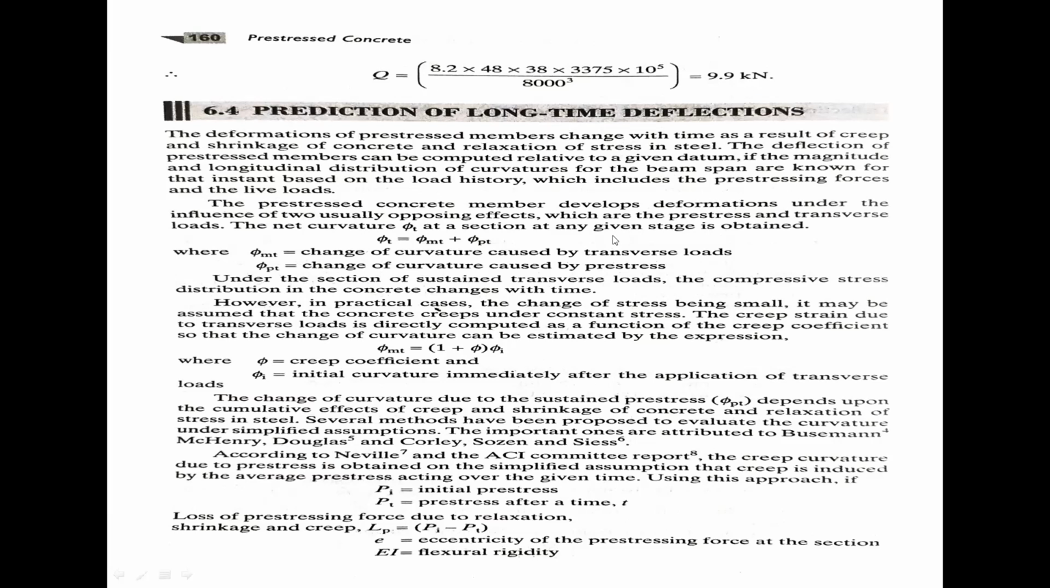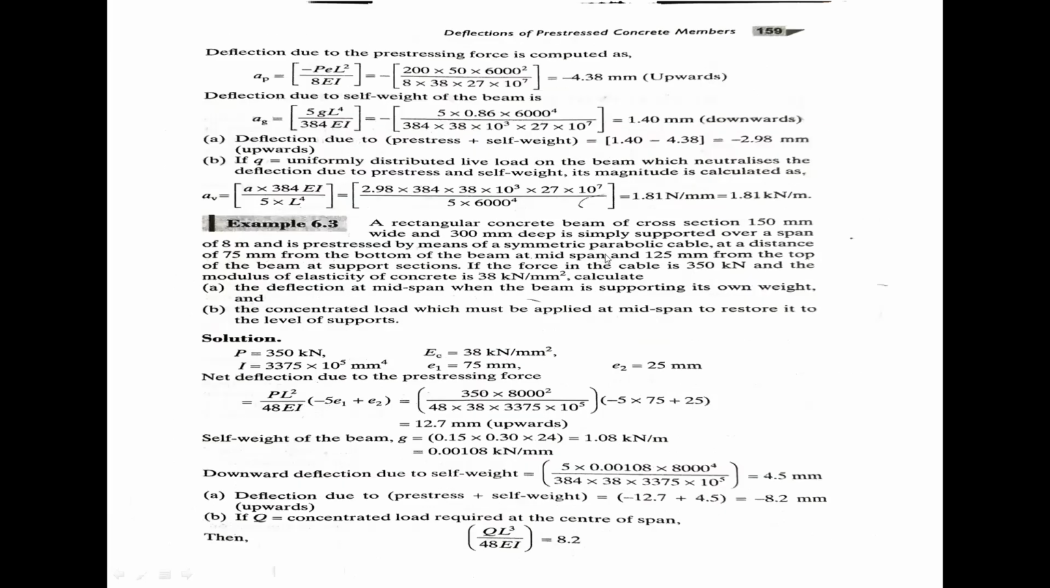These are the example problems I have to calculate. Which formula I have to use? When two eccentricities are given, take this deflection formula, PL square by 48EI into (minus 5 e1 plus e2). This number of problems you have to practice for easy calculation. Now write the data for what will be calculated.